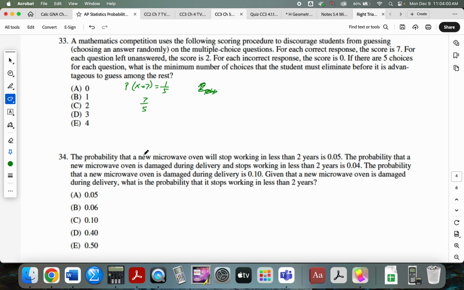How'd you get this? 7 over 5? 7 times 1/5. You get 7 points and you have 1/5 of a chance of getting that. You guys are way overcomplicating this. It's one question, 5 choices. The probability that you get 7 points is 1/5. So the number of points is 7/5.